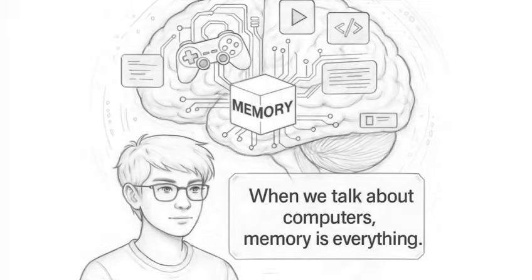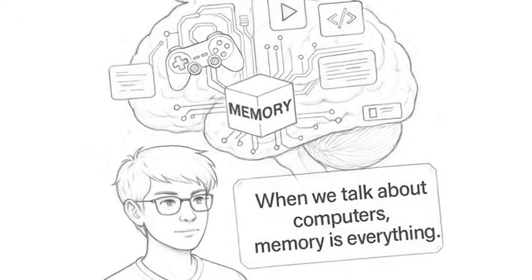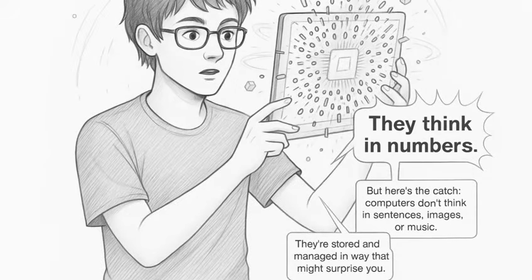When we talk about computers, memory is everything. Every single program you've ever run, every game you've ever played, and even this video you're watching right now, all of it lives inside computer memory at some point. But here's the catch. Computers don't think in sentences, images, or music. They think in numbers. And those numbers are stored and managed in a way that might surprise you.